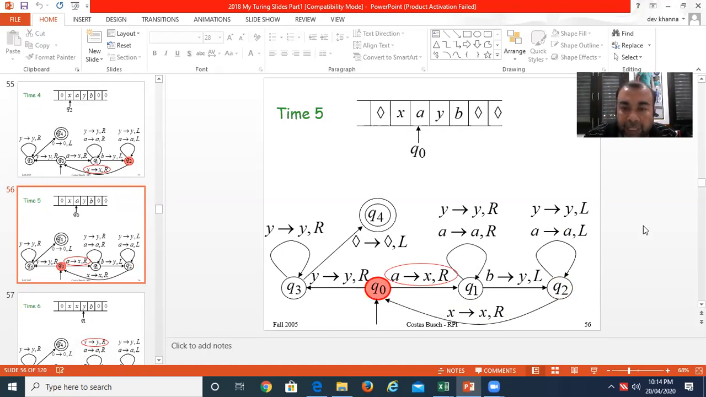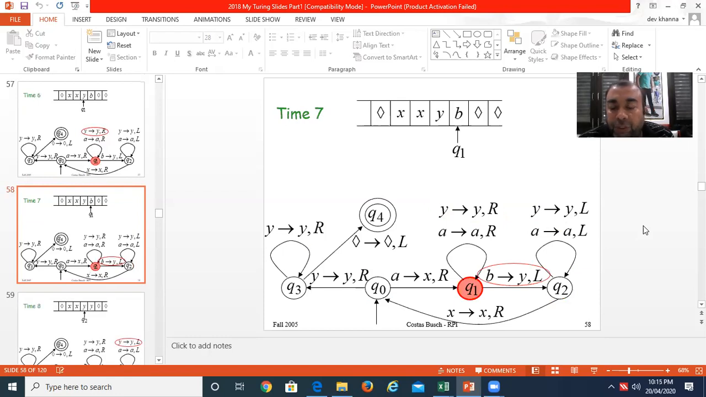What will happen with A? Convert A into X, right hand side. Now you meet Y. But I have already told you, how many Y's are there? Suppose 4, it means 4 B's are converted into Y's: first Y, second Y, third Y and fourth Y. So as soon as you start meeting Y, Y remains Y and you go right hand side, right hand side, till you meet the leftmost B.